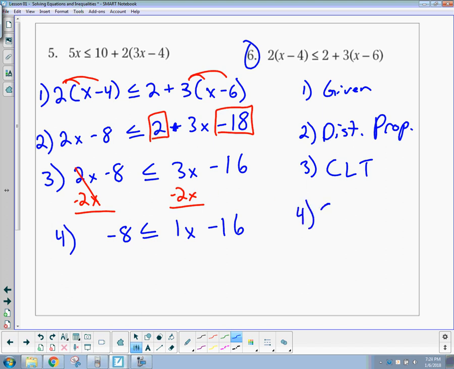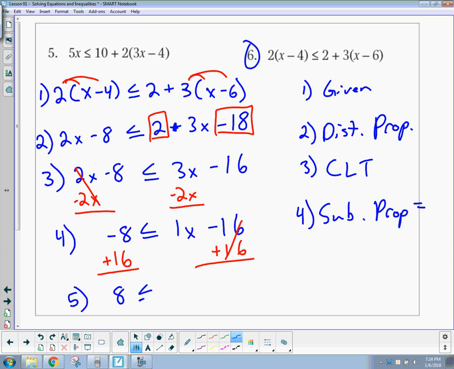Alright. X's are on one side. Let's move the 16. It's being subtracted, so we need to add a 16 to both sides. Those would cancel. So negative 8, 16. That's doubled, so I should have a positive 8 less than or equal to. I'm going to drop the 1 off because we're at our answer. I didn't multiply, divide, so yep. Should be it. 5. We just added, so add prop.